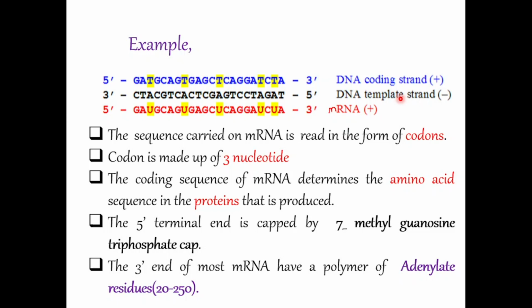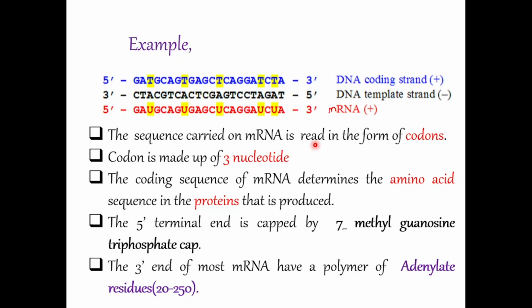One of the DNA strands serves as a template, the other serves as a coding strand. This positive one is the coding strand. It is the sense strand. So RNA is synthesized upon the DNA template. Its sequence is complementary to the DNA template strand sequence, but it is exactly similar to that of the coding DNA strand, except for thymine and uracil.